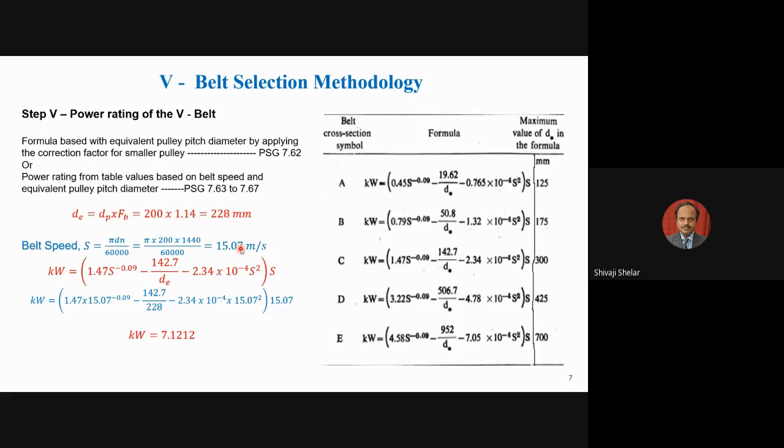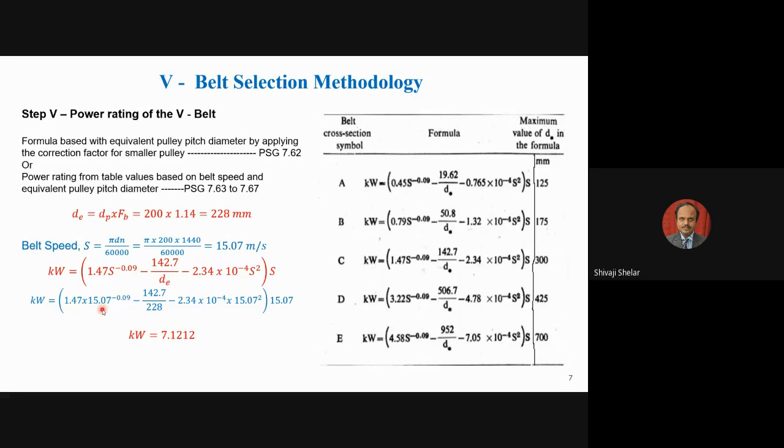Now, belt speed S value in terms of meter per second. S raised to minus 0.09 minus 142.7 upon DE. DE has to be taken in millimeter here. Don't take D in meter here. Take in millimeter. Minus 2.34 into 10 raised to minus 4 into S square, and the whole bracket multiplied by S here. Okay, so let's put the values of S and DE here.